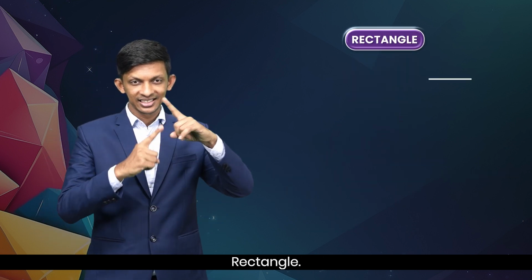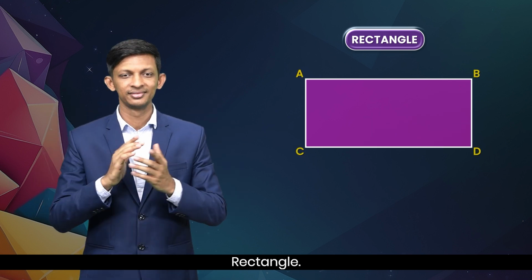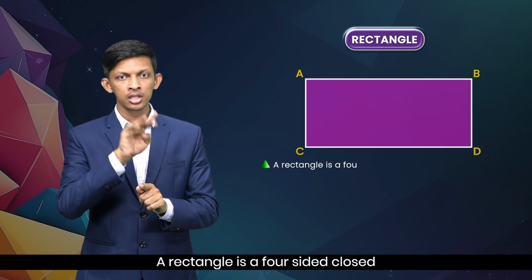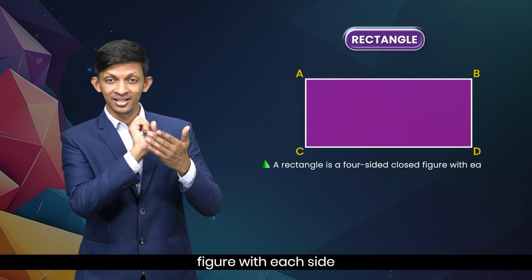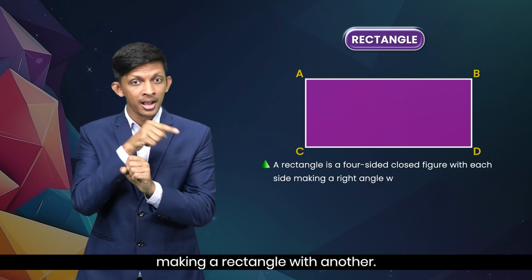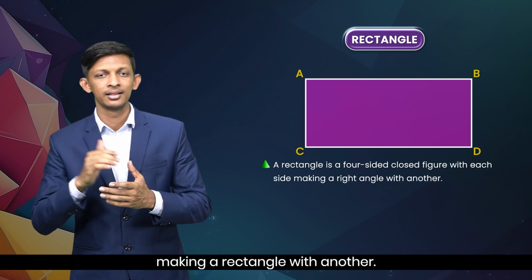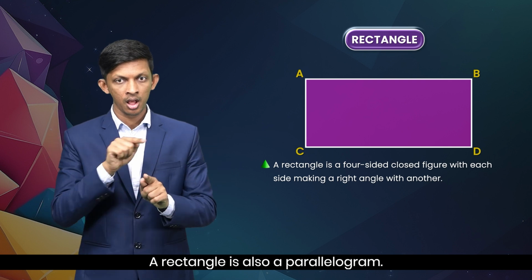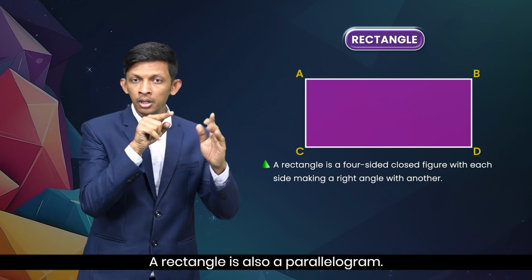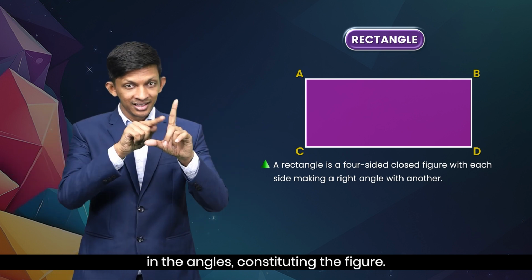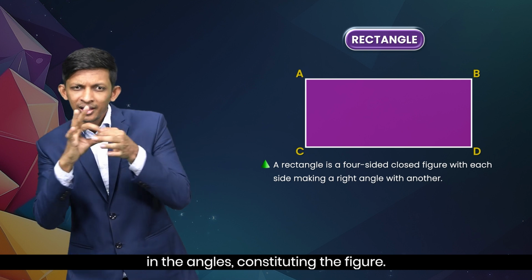Rectangle. A rectangle is a four-sided closed figure with each side making a right angle with another. A rectangle is also a parallelogram. The only difference lies in the angles constituting the figure.